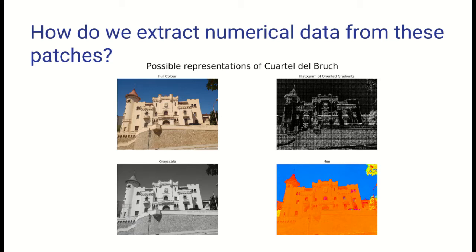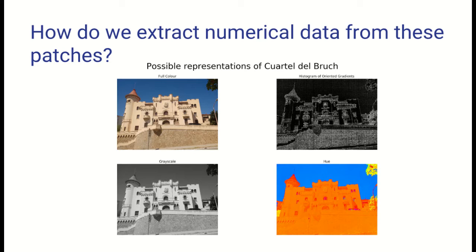Next, we need to extract numerical data from these patches. Well, there are possible representations for each image. This is a barracks nearby the BSC. You could use a full color image, but then each pixel doesn't really tell you much about the neighboring pixels, and you can't really get a sense of the shapes and different features in the image. You could use grayscale, which would be handy if you're looking for light objects on a dark background, or you could use color, which would be handy if you're looking for, say, an orange ball in a snowy field.